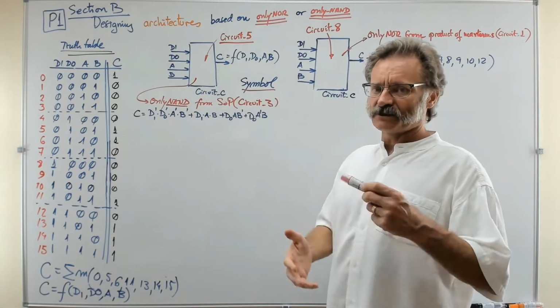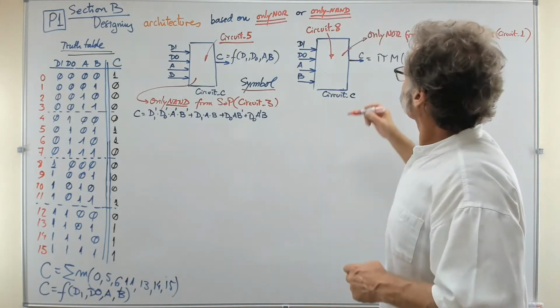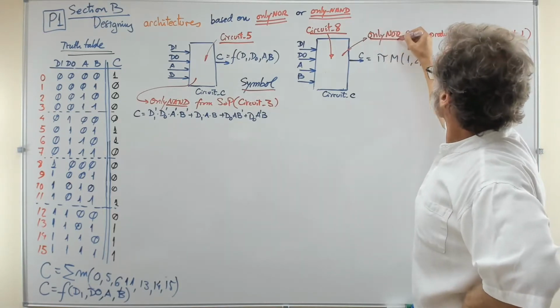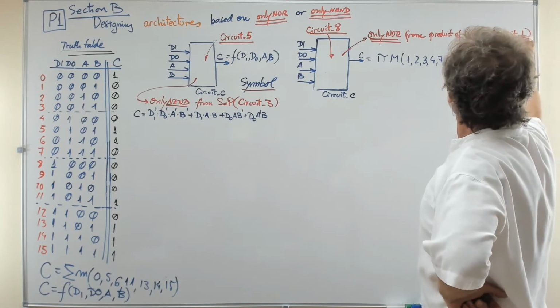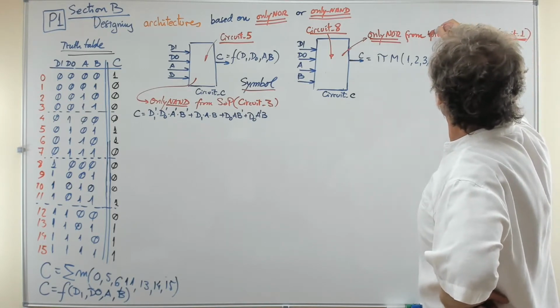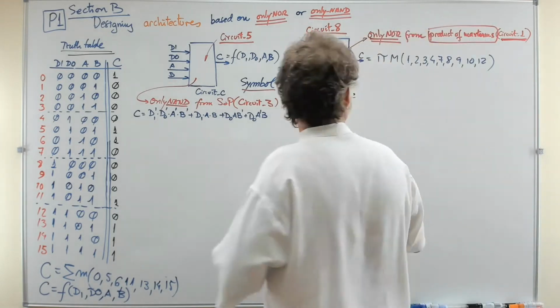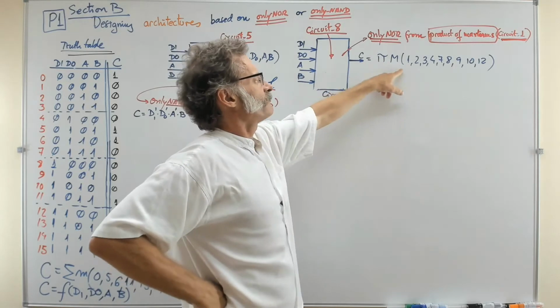And there is another exercise here that you can do later if you like: the obtention of the circuit 8, based on only NOR. This time from the circuit 1, which was the original one based on the product of maxterms, the canonical expression. So that is the definition of this C function based on maxterms.